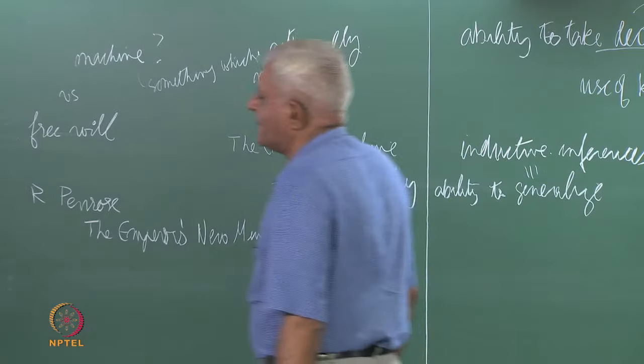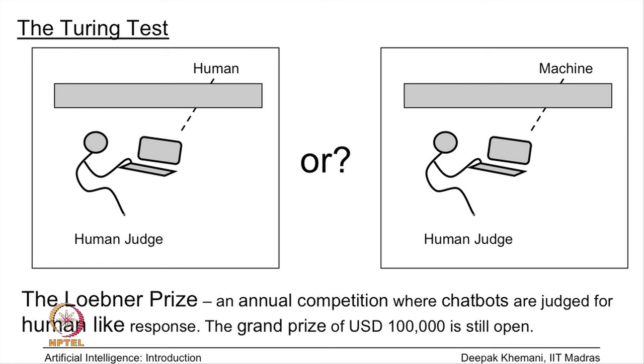Currently there is something called a Loebner Prize, which has been instituted by a guy called Loebner, as the name suggests. It is an annual competition where chatbots are judged for human like response. So, it is not as if you are fooling something, but for human like response, and there is a grand prize of $100,000 in case you are interested in some pocket money, but it's still open essentially.